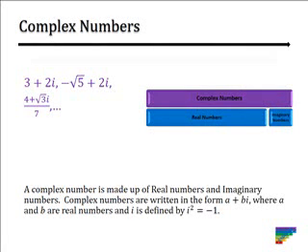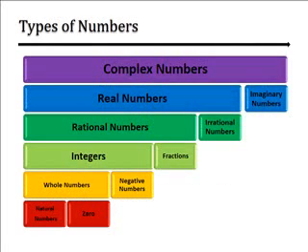Finally, we have reached the top of our pyramid with the complex numbers and our largest set of numbers we know. The complex numbers are made up of real numbers and imaginary numbers, and are always written in the form of a plus bi, where a is our real number and bi is our imaginary number.